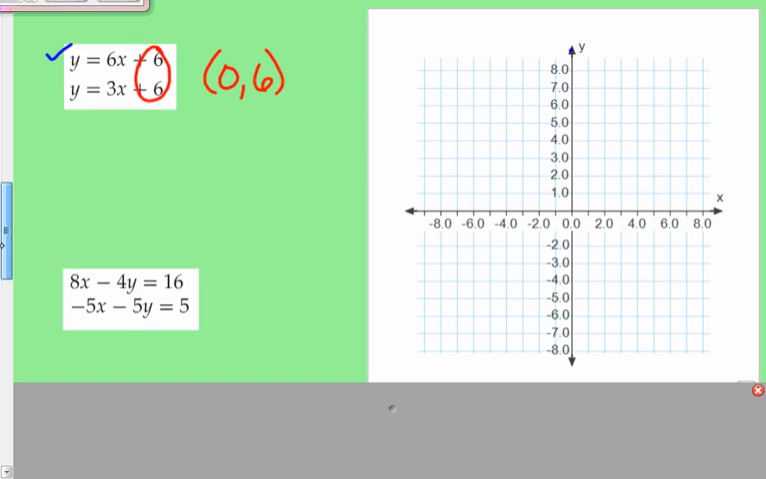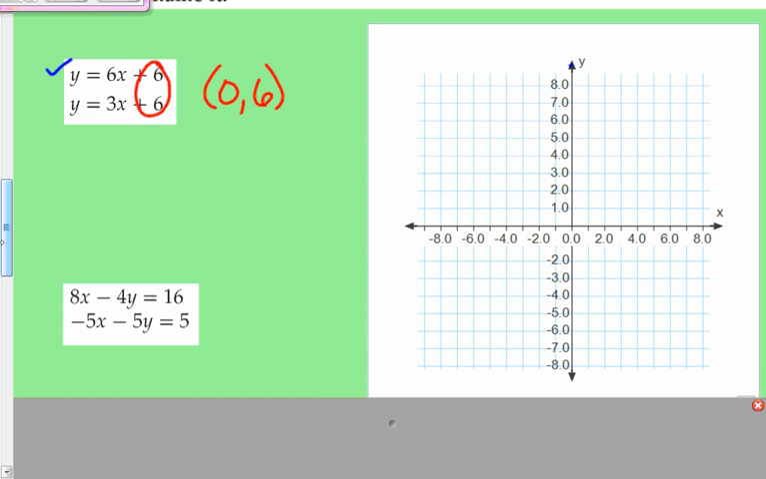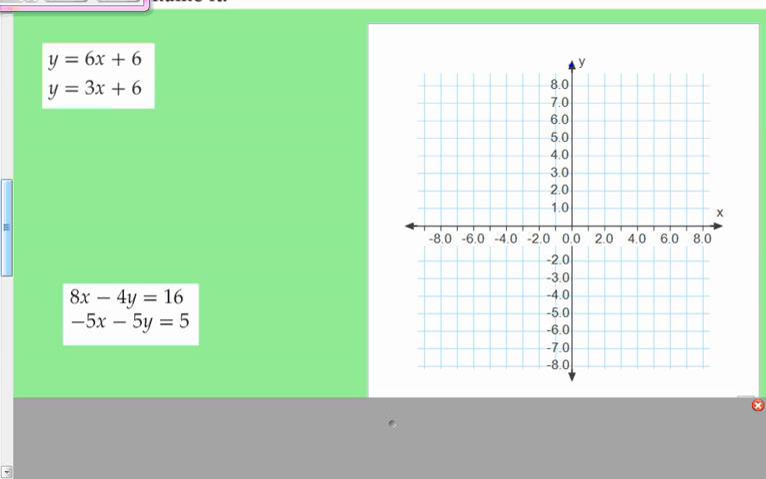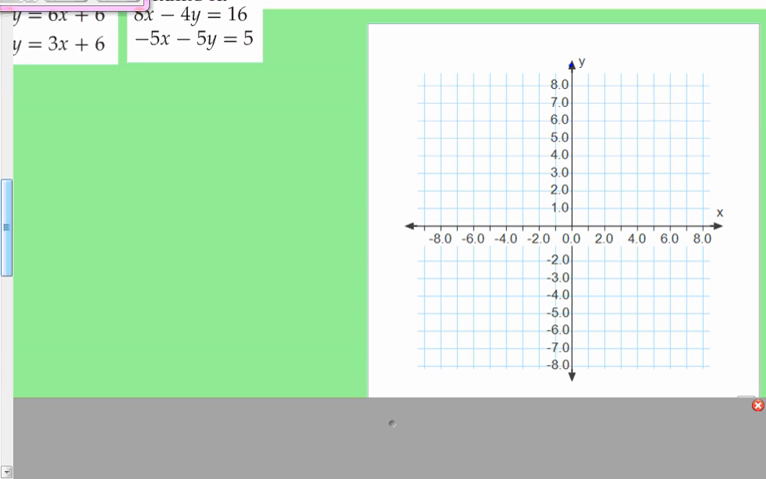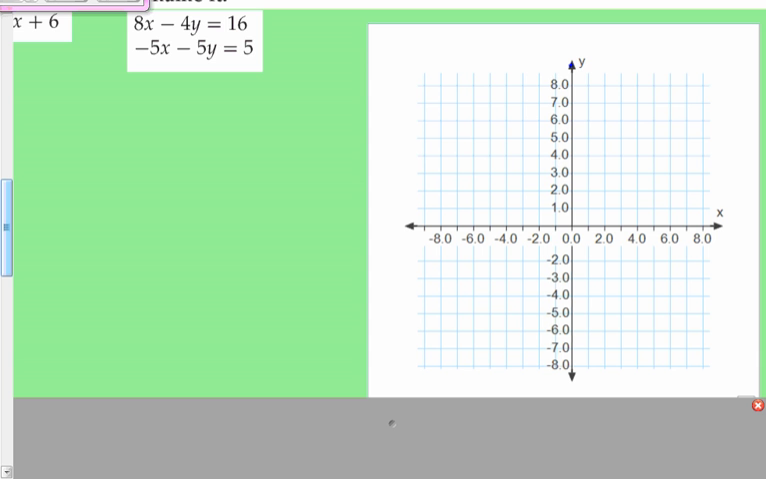I'm going to bring my board up just a little bit. Move my problems around so that I have room to work this one out. Because we're going to have to set both of these into slope-intercept form first. We'll take the 8x minus 4y equals 16.